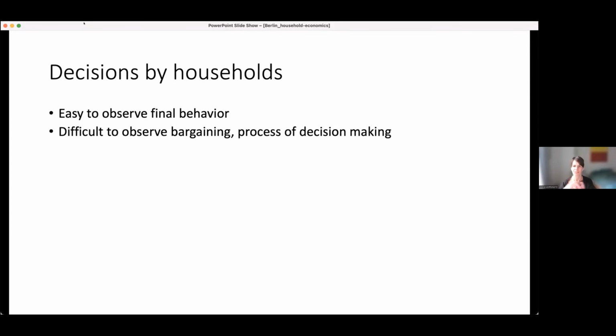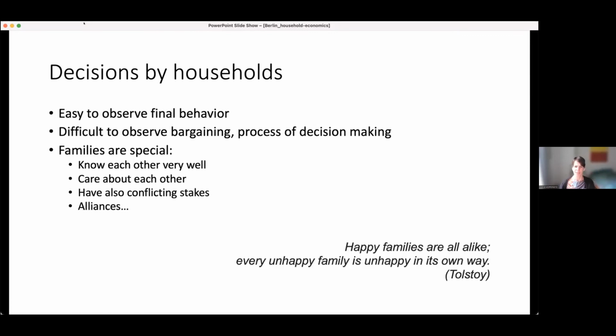So we don't see what's happening inside the household. The household, to a large degree, is still very much a black box. So we don't see the bargaining, we don't see the decision making. And so we might say, oh, this is similar to lots of other situations about decision, and even for the individual, we don't know what's happening. But in a way, families are very interesting, very special.